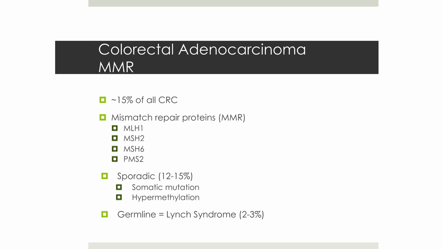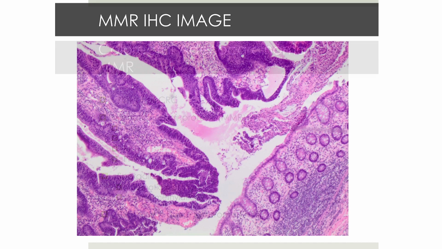So mismatch repair is the proofreading component of DNA. When cells replicate, they have these proteins that go along to make sure that it was replicated faithfully and that there are no errors in spell check. So it's kind of like the spell check of the cell. It's associated with sporadic mutations, which happen in tumor cells, versus germline, which is associated with Lynch syndrome, which we talked about before. And then this is what a colon adenocarcinoma looks like.